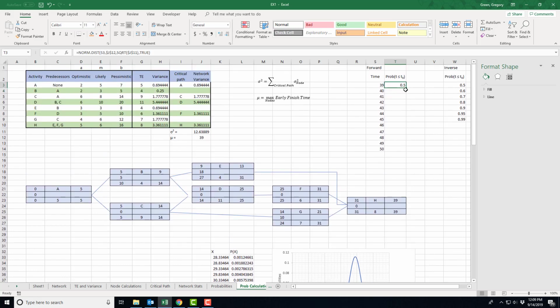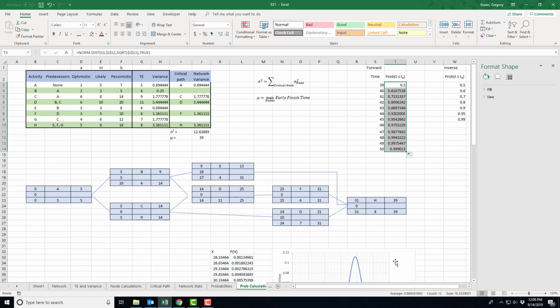All right, well, let's just copy and kind of get a feel. Okay. So 40 days, 61% chance. 44 days, 92% chance. I'm going to be done within 49 days. I've got a 99.75% chance that I will have this finished in 49 days.